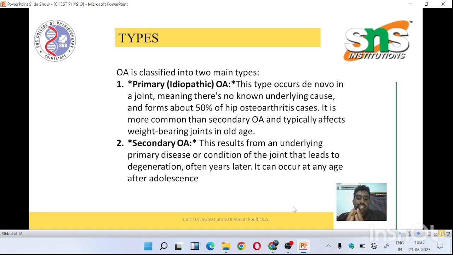Types of OA. OA can be divided into two types, primary and secondary. Primary means idiopathic, with no clear cause, occurring due to aging. Secondary results from trauma, infections, and anatomical abnormalities like these conditions.